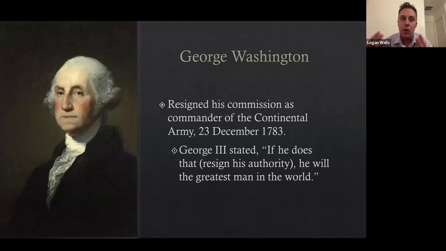And that's one of the reasons why Washington is considered the man of the revolution, the father of his country, one of America's greatest statesmen, right? There is a reason why Washington is America, the American man in every sense of the word.